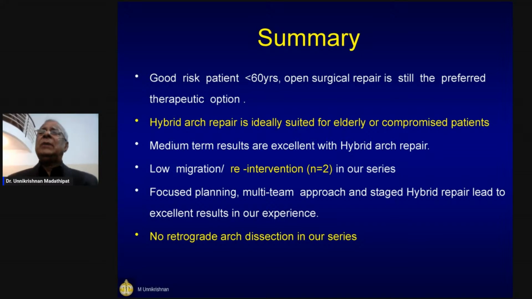Now, to summarize, I would say that open surgery still has a role. A 60 or 65-year-old patient with good risk systems, and no coronary, lung, or kidney problem, can still undergo open repair. Open is still the gold standard, but hybrid is what we prefer mostly, because the patients are elderly and have some problem or the other. It's an extensive surgery, with circulatory arrest, brain problems, system dysfunction, and all that.